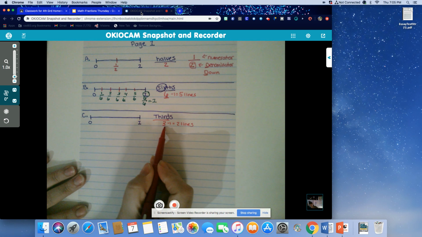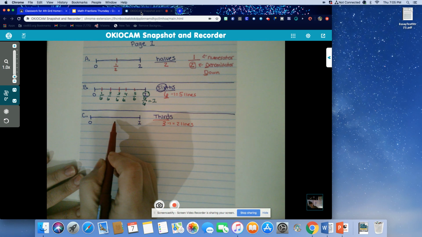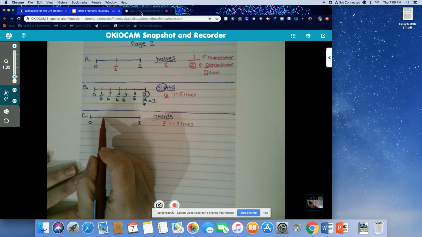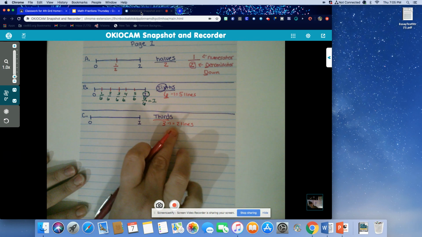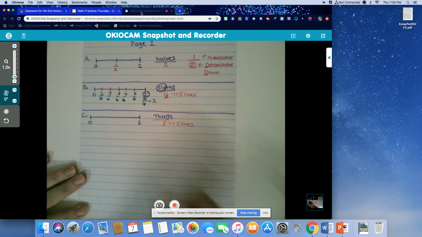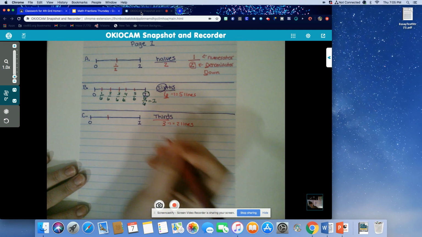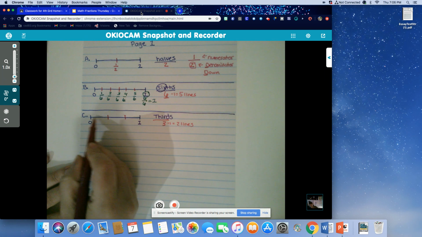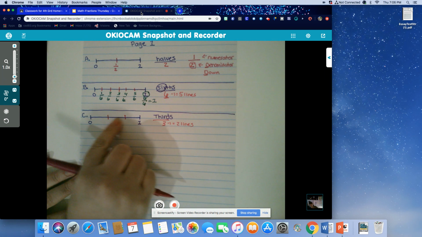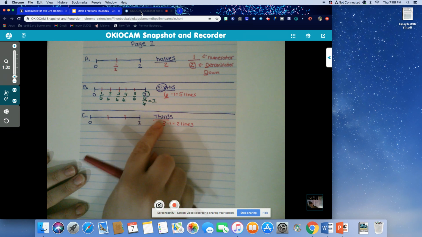Because 3 is not an even number, I can't split it in half, because then if I put another one, it's not going to be equal. So I just have to eyeball this one. So I'm going to draw 2 extra lines from the 2 I already have there. So I'm just going to do 1 line and 2 lines. So now I have 1 piece, 2 pieces, 3 pieces, my 3.